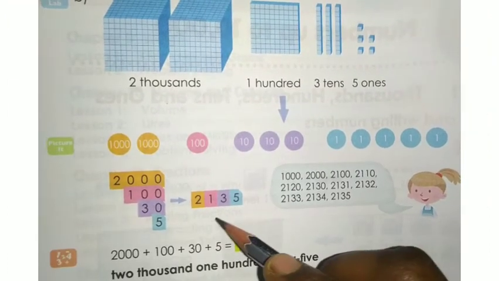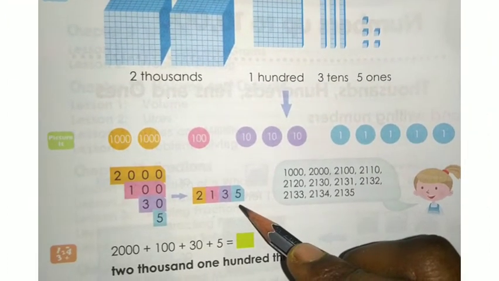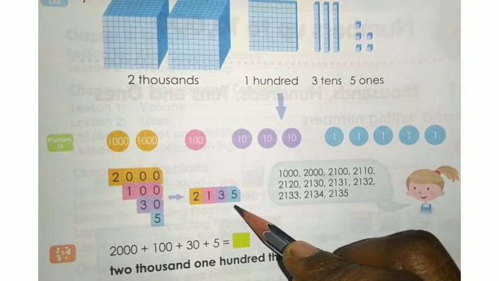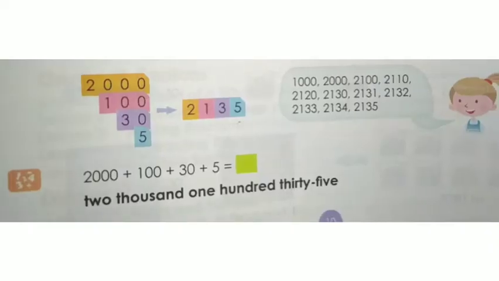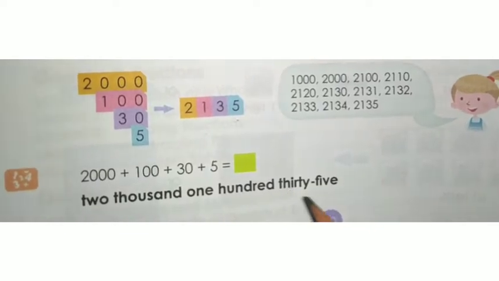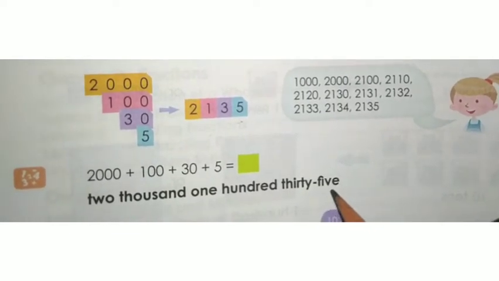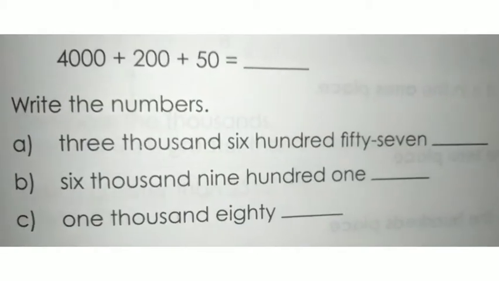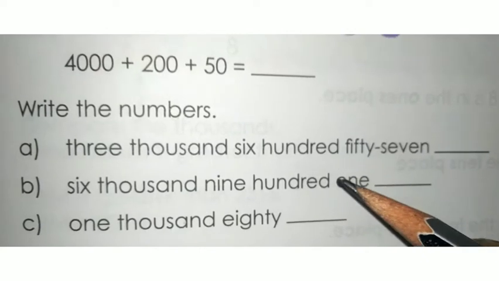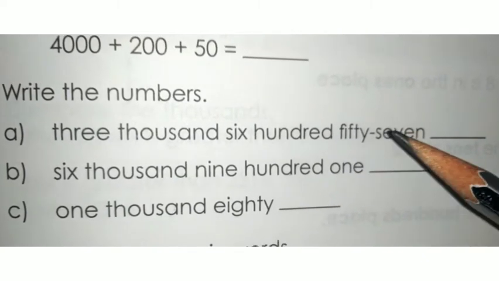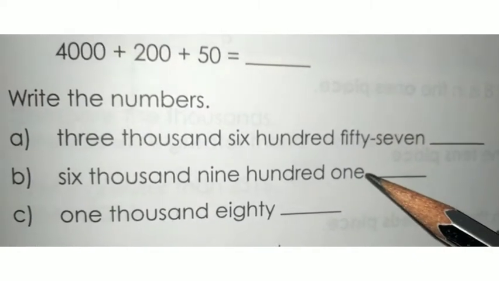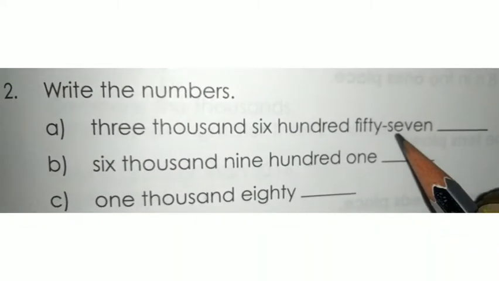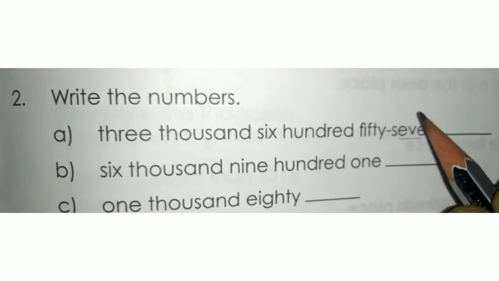2135. After reading the given number, you have to write the given number in the form of number name. 2135. In this way, you have to write the number name for the given number. If the number names are given, then you have to write the number for the given number name using the place value. On right side, you have to start ones.